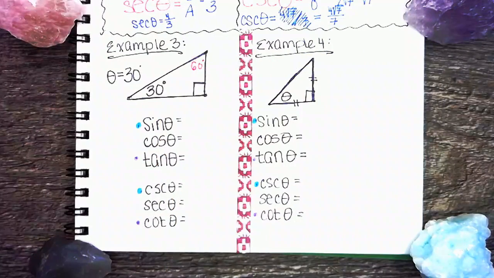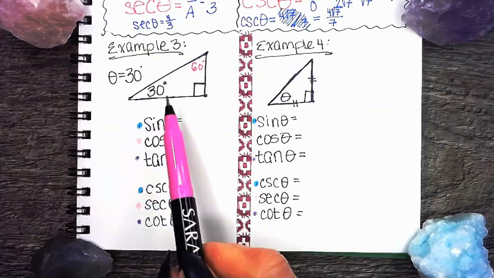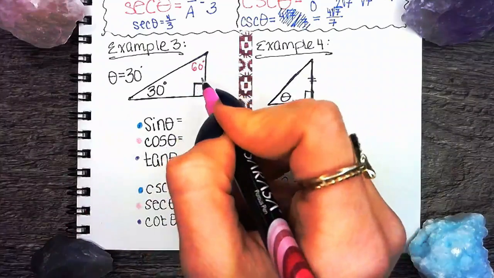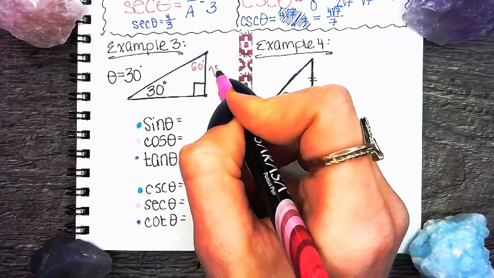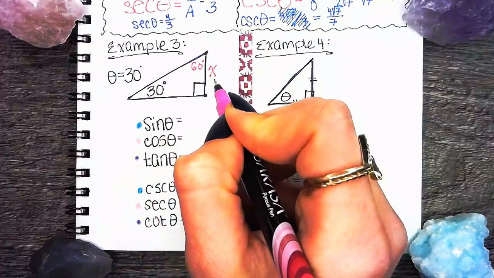Now that we see 30, 60, 90 all sort of laid out for us, we can also remember that we learned special right triangles, and we should know the expressions that we can use to represent each side. Do you remember how long this side should be? This side should be x. This side, if that's x, is how long?